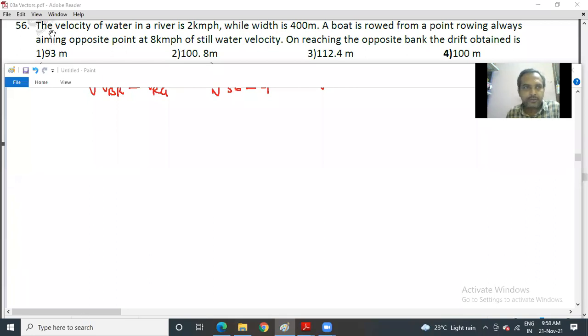Let us move to the next question. The velocity of water in a river is 2 kmph while width is 400 meters. A boat is rowed from a point rowing always aiming opposite point at 8 kmph of still water velocity. On reaching the opposite bank, so what you need to find out, the drift obtained is.